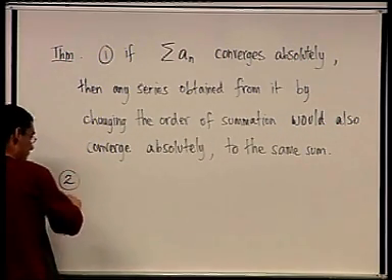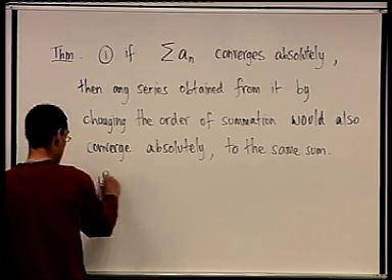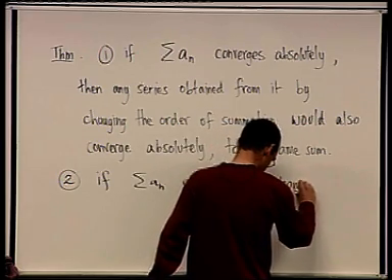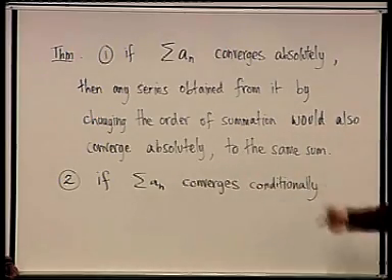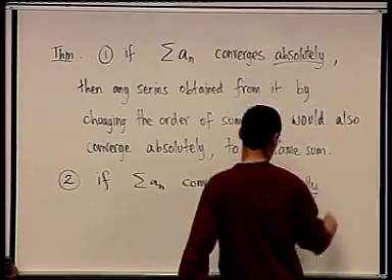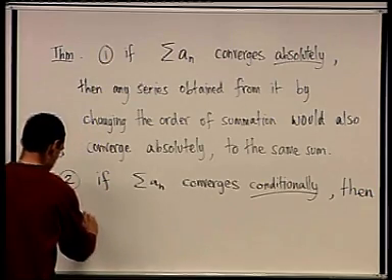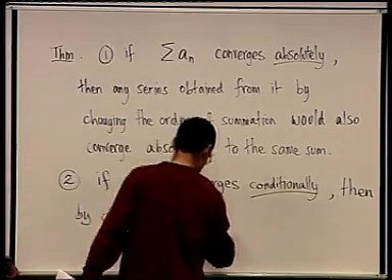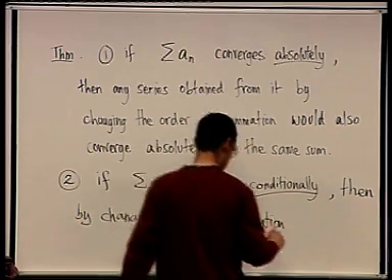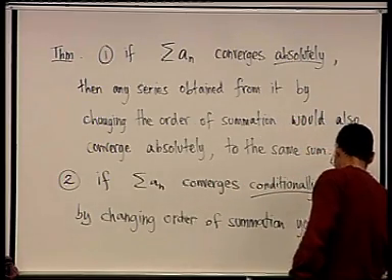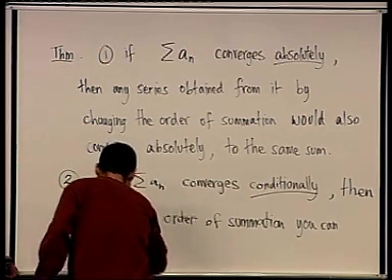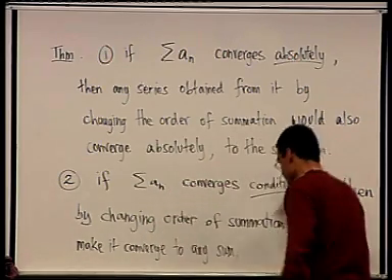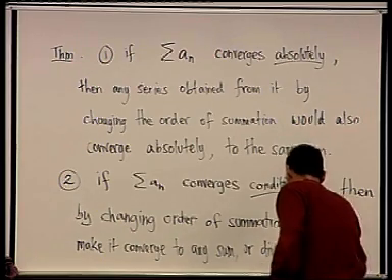However, and this is what we learned from this example, if sigma an converges conditionally, namely it converges but in absolute value it doesn't, then by changing the order of summation, you can make it converge to any number in the world you want, to any sum, or you can even make it diverge. So you can really do wonders.